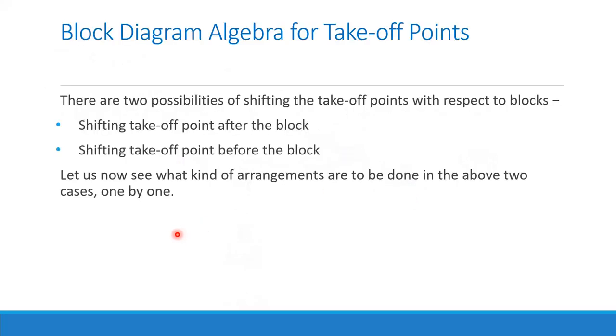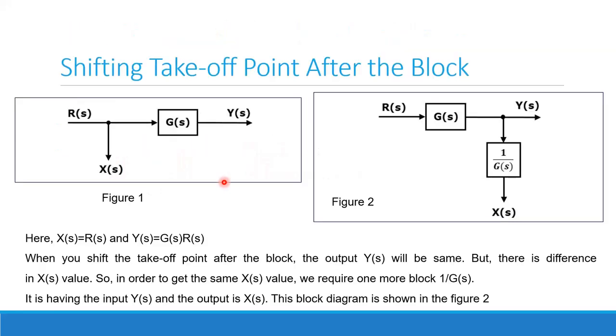Let us consider now block diagram algebra for the takeoff point. You know the takeoff point. The takeoff point is nothing but a point from where multiple similar inputs are given to multiple blocks, or you can say a feedback is taken from that point as a reference to the input. Now here the conditions are also the same: shifting the takeoff point after the block and shifting the takeoff point before the block. Let us consider first shifting the takeoff point after the block.